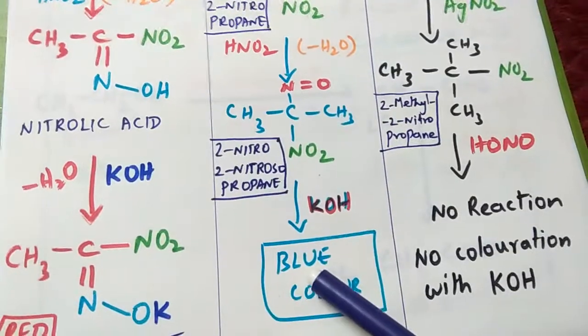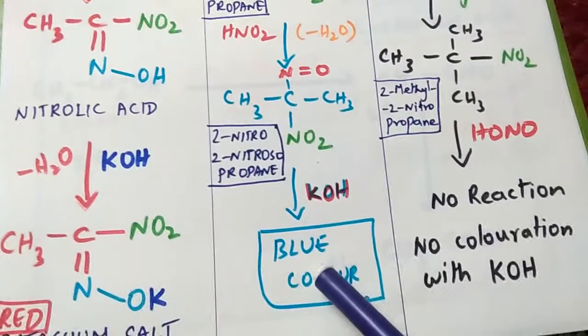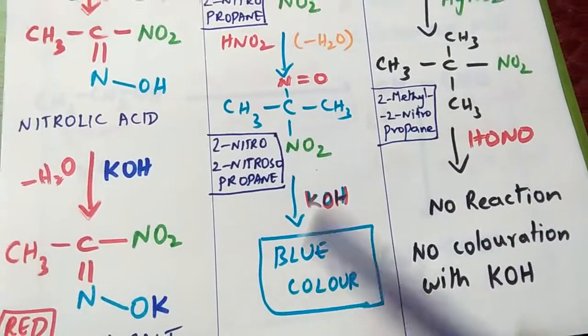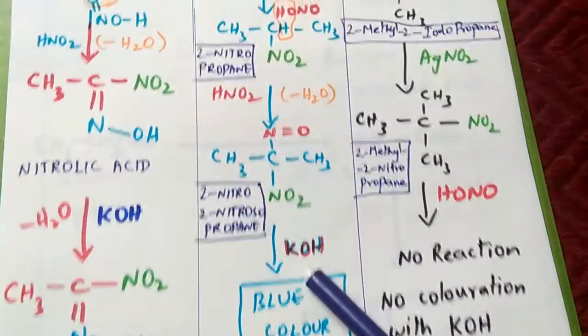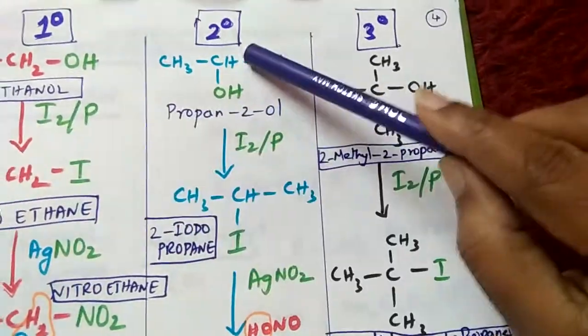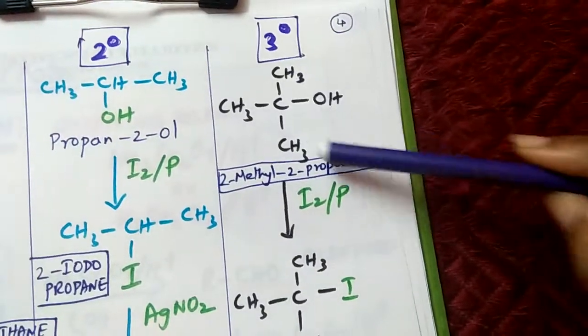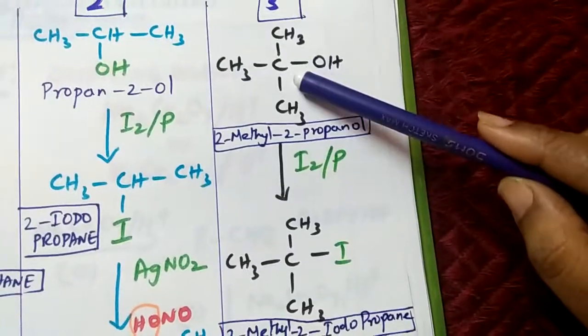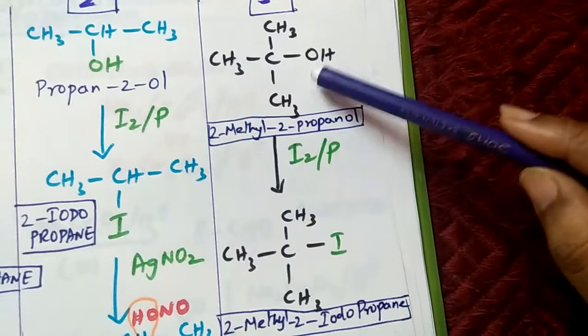It will not give a particular product, but the solution is made alkaline, so the change in color is blue. The solution turns blue with the potassium hydroxide solution. So this is how the secondary alcohol will react. Let us go for the tertiary alcohol. Here we have imagined 2-methyl-2-propanol, that is tertiary butyl alcohol.